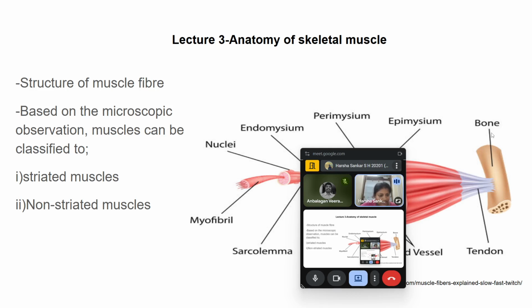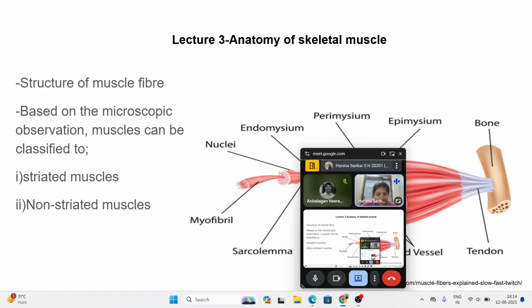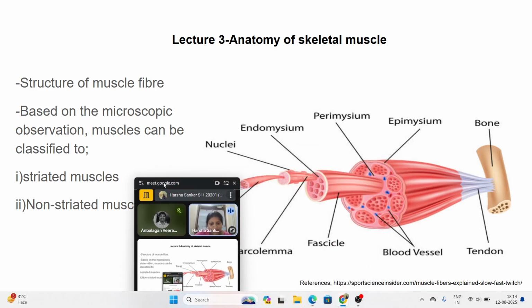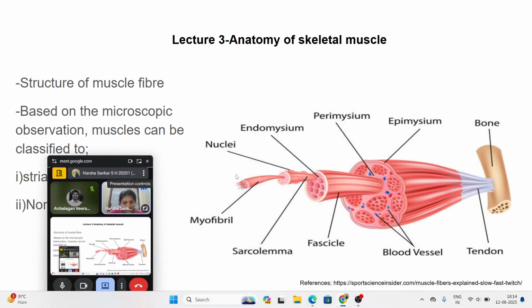Bone and muscle are connected by tendon. Each individual muscle fiber contains myofibrils. This is a myofibril. It is important to know where the endomysium, perimysium and epimysium are. The whole muscle is covered by epimysium. A group of muscle fibers is covered by perimysium, and individual muscle fibers are surrounded by endomysium.